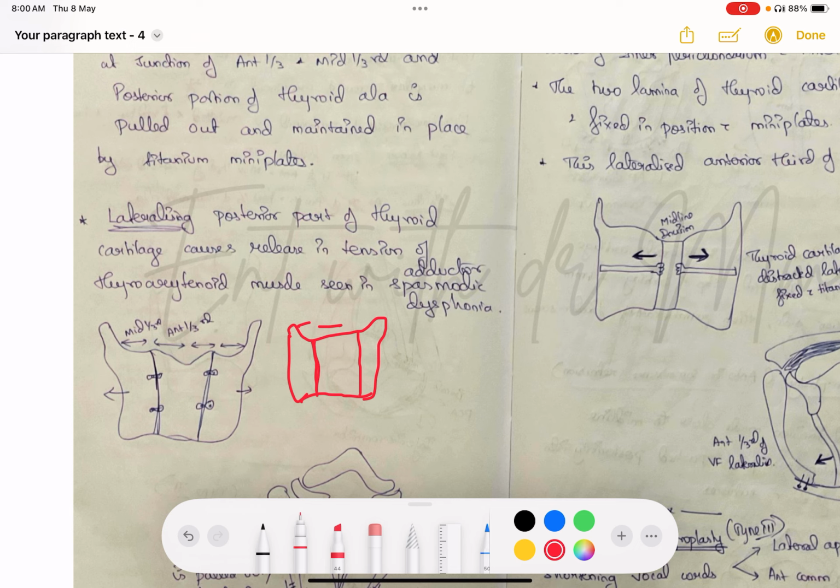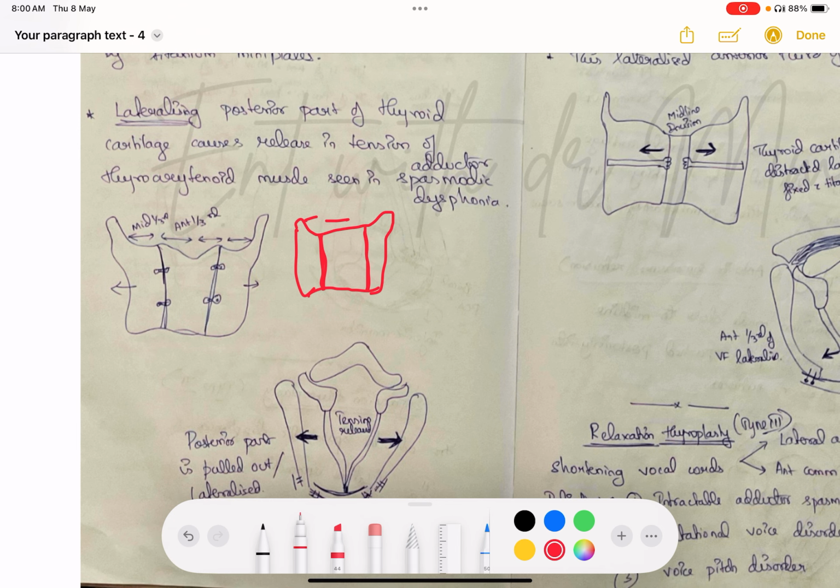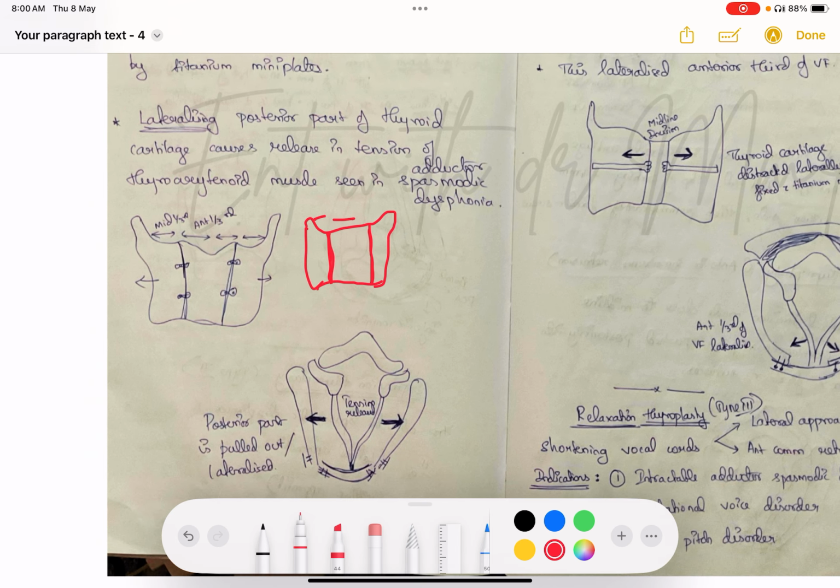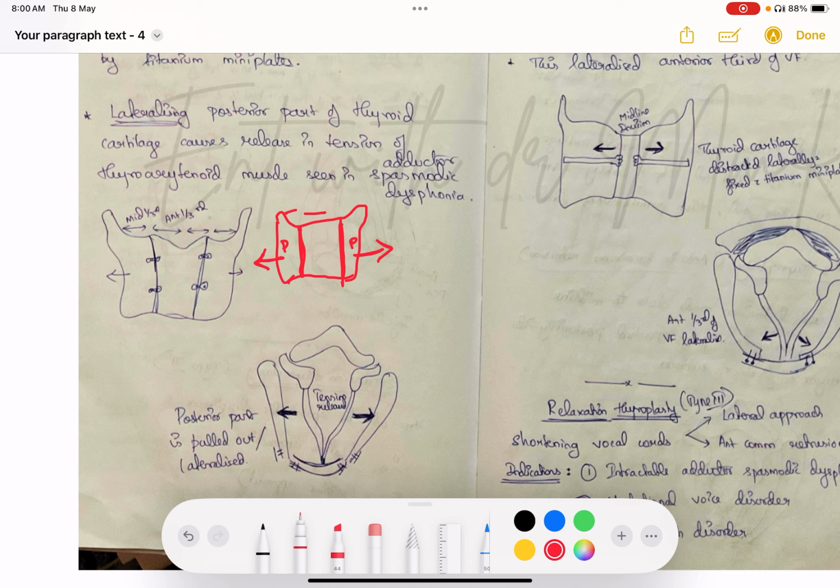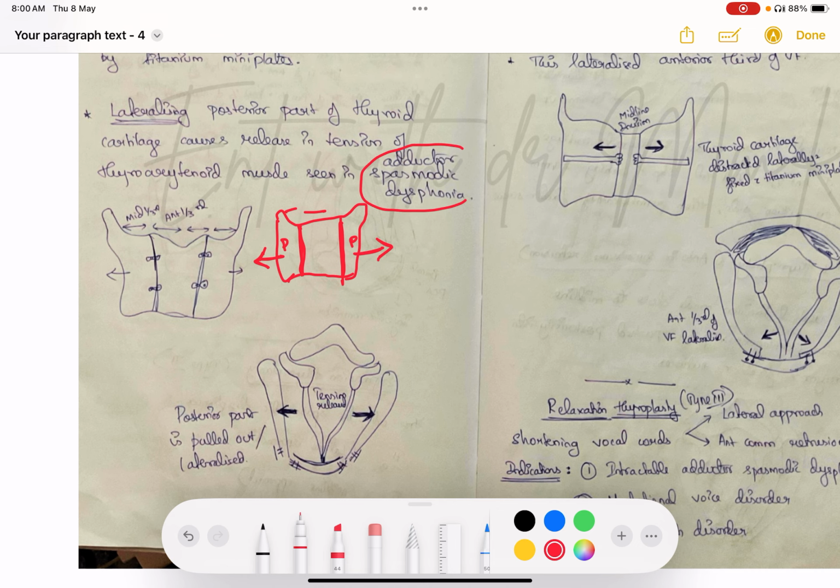What is the aim of type 2 thyroplasty? We should lengthen the vocal cord. Okay. So you make two incisions in the thyroid cartilage, and this is the posterior part of the thyroid cartilage. You have to pull this thyroid cartilage laterally. Once you pull it, it will relax. This will release the tension on the vocal cords. So the important muscle involved in adductor spasmodic dysphonia is the thyroarytenoid muscle.